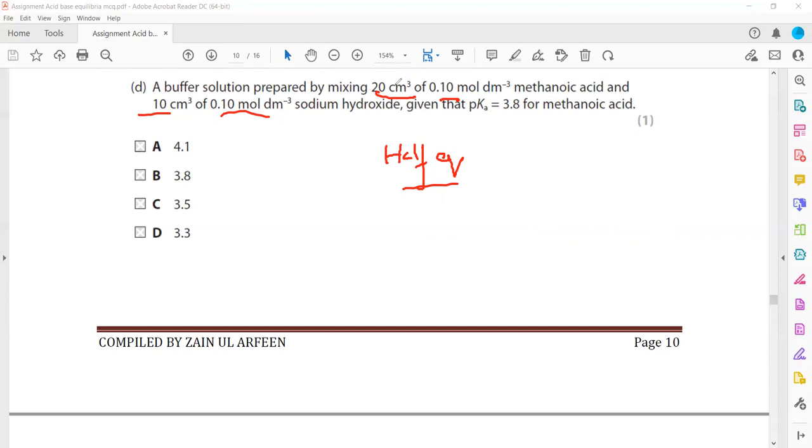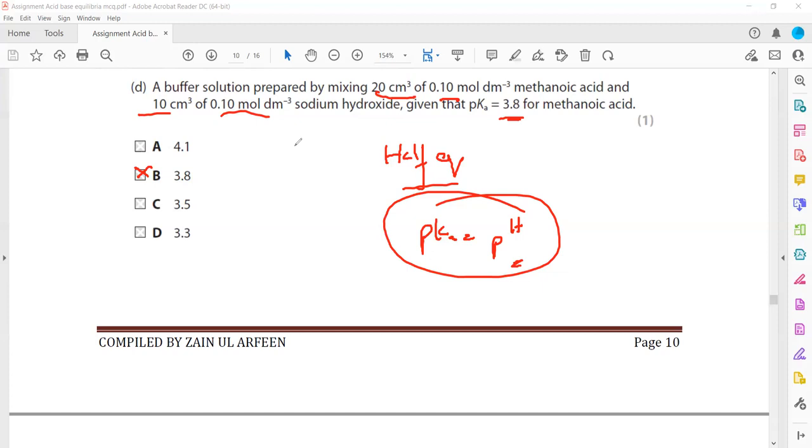So as a result, at a half equivalence point, the pKa will always be equal to the pH. If pKa is 3.8, the pH will also be 3.8. The hydrogen ion concentration we can find by using the antilog. So the idea is, when half of the acid is used up and we have the same amount of salt present, at that time pKa is always equal to the pH of the solution. Is this one clear?